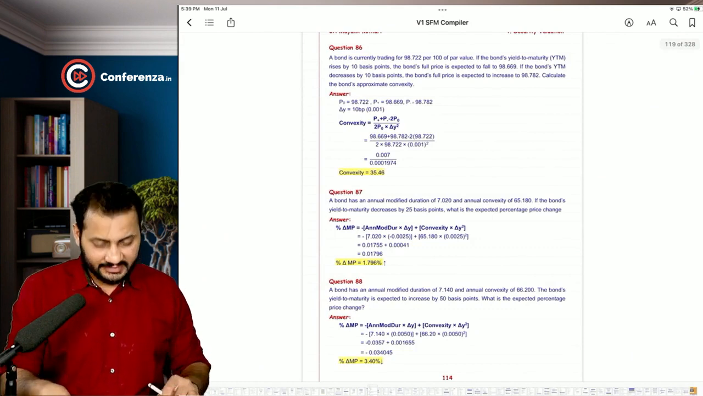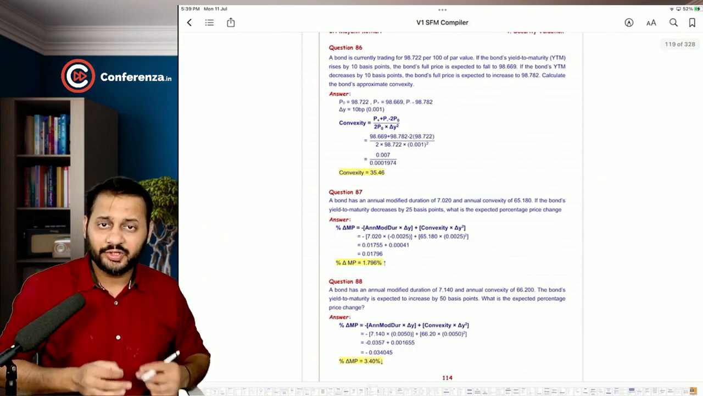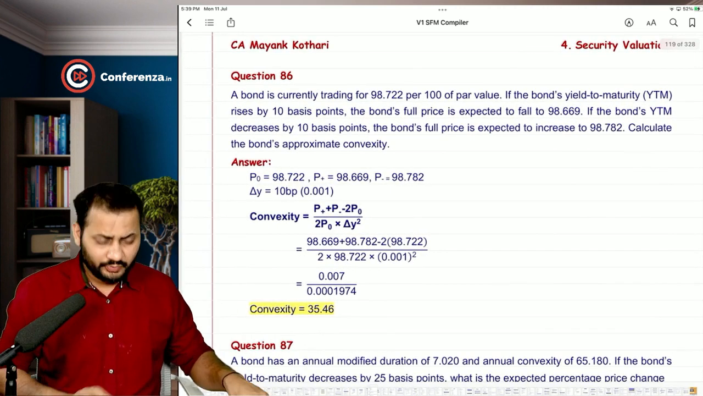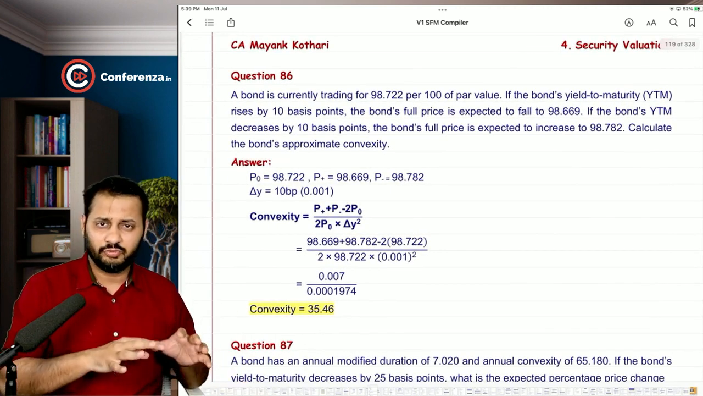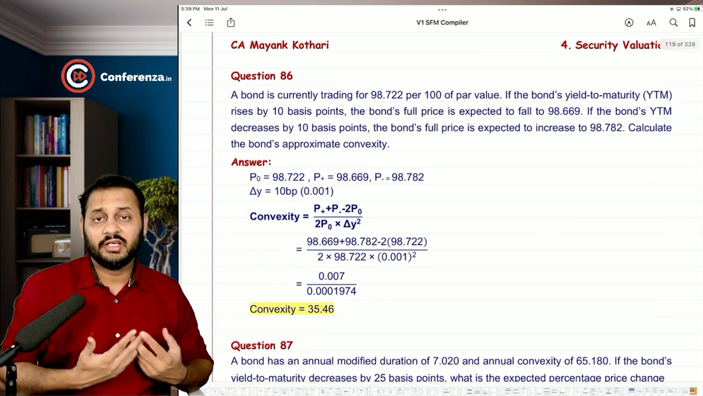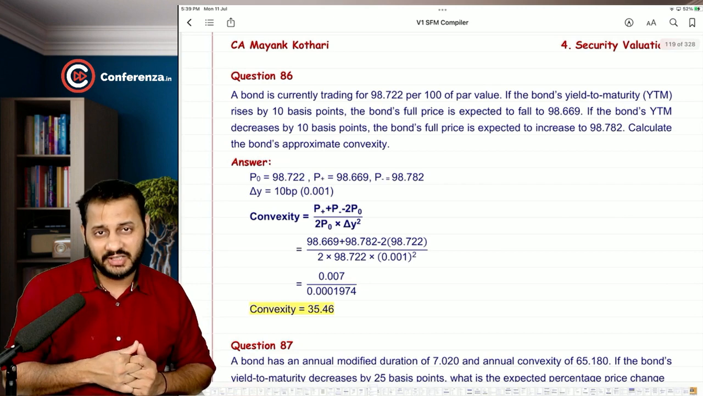Question number 86, 87 and 88 are now going to be the convexity related questions. Have a look. Small questions, very small. Just put the formula and you will get the answer. But it is worthwhile to understand everything.